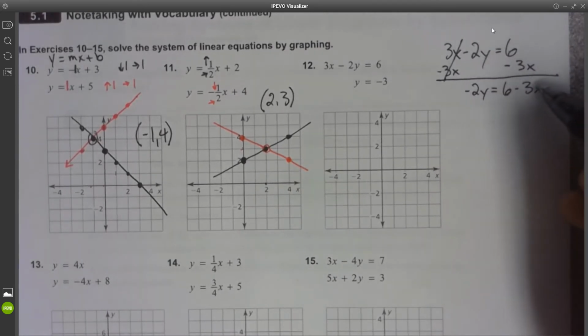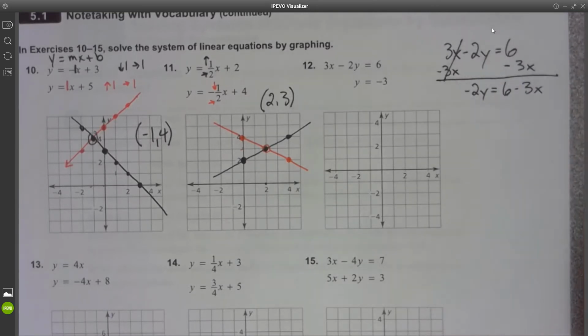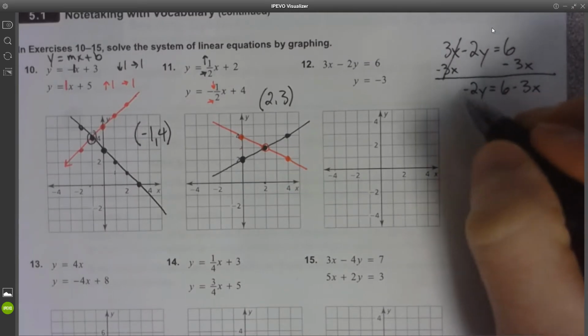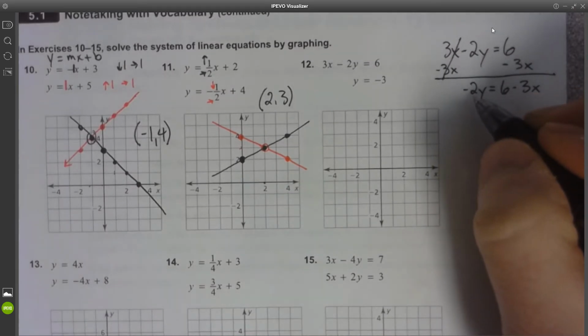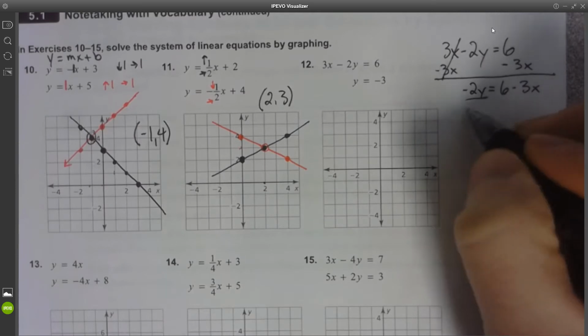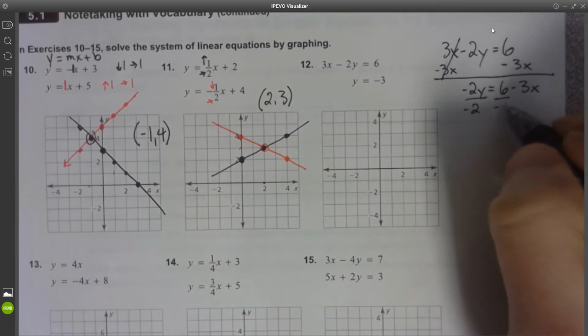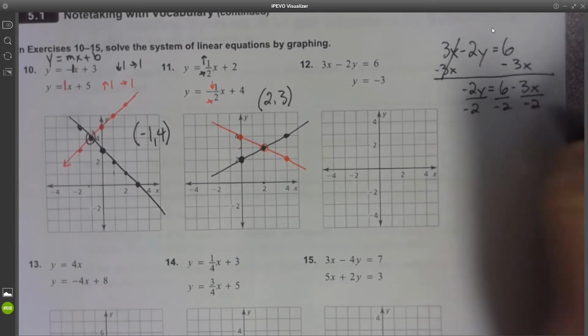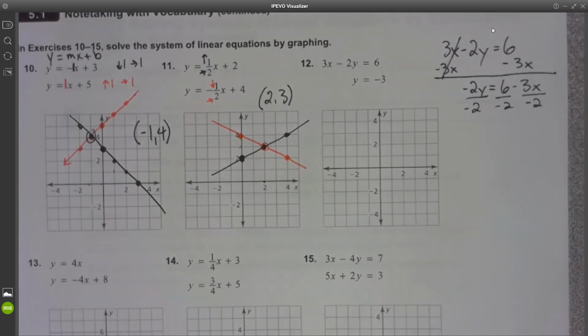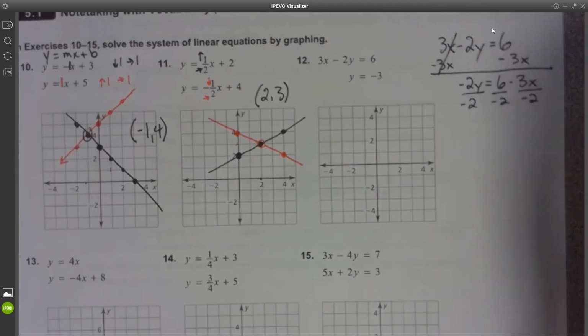The 3 has an x with it, so we can't combine terms with 6. This would need an x as well to be able to add those together, so they need to stay separate. And then our final step for getting into slope-intercept form is we need to divide out the coefficient with y. So I need to divide everything in this equation by negative 2. I can't just divide two parts of that.